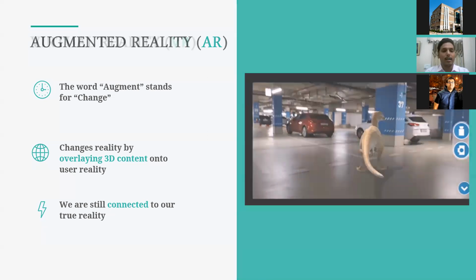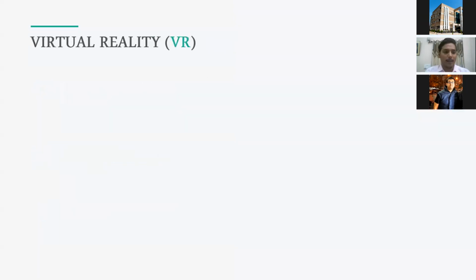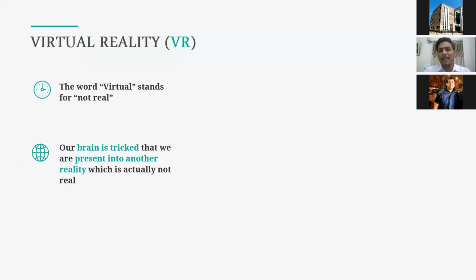Moving on to the next, we have virtual reality. What is virtual reality? Again, let's break it down into components. Virtual means not real, so it's a reality which is not real. What do we mean by that? How can a reality not be real? That's ironic, right? Basically, in this technology, we showcase graphics to the brain and trick it into thinking that it is in another location.